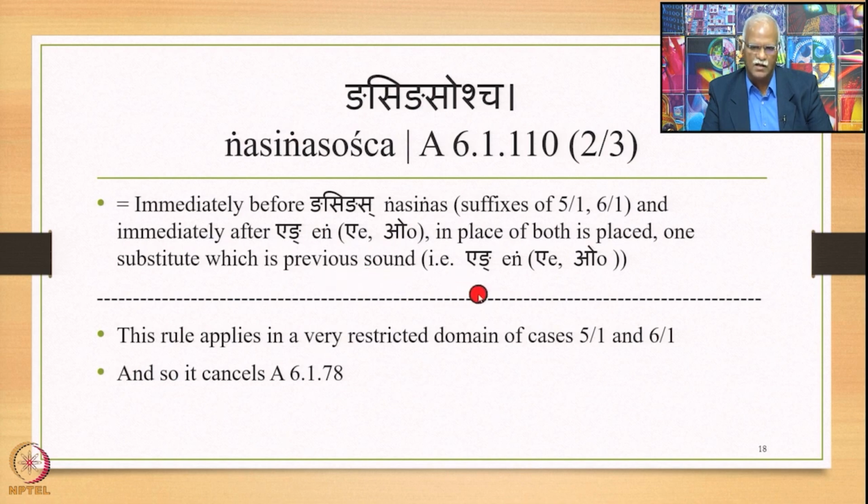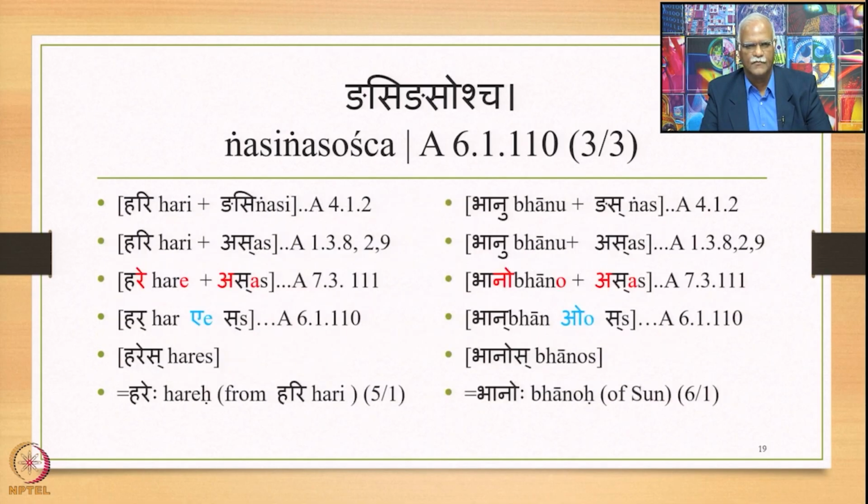Once again, this rule, as we observe, applies in a very restricted domain of, let us say, cases 5/1 and 6/1, a very restricted domain. So, in this case, it also cancels echo yavayavaha, which would have otherwise applied. Here are the two examples. The first one is the 5/1 of Hari, and the second one is the 6/1 of Bhanu.